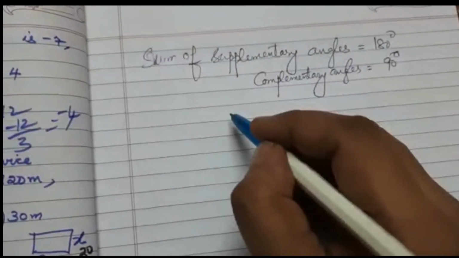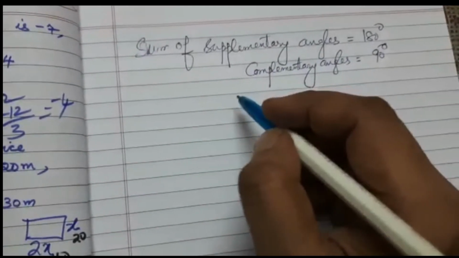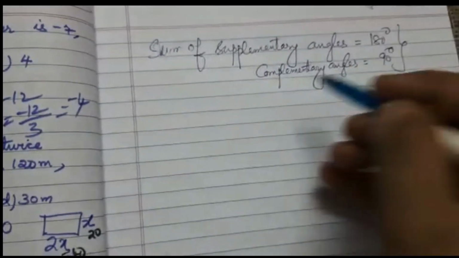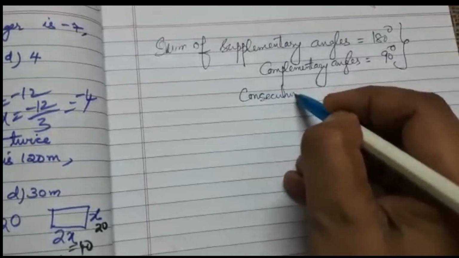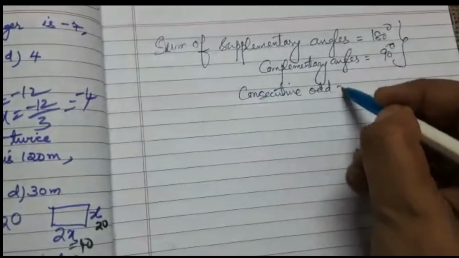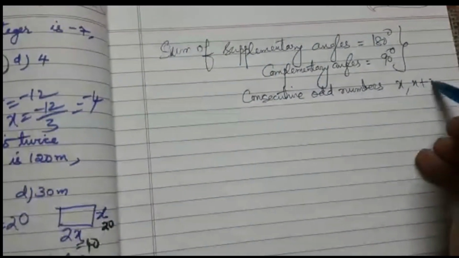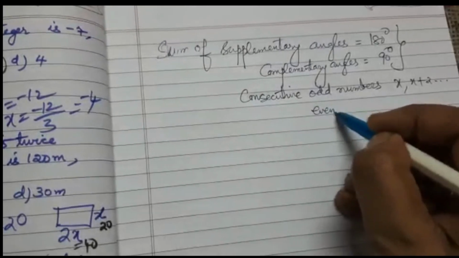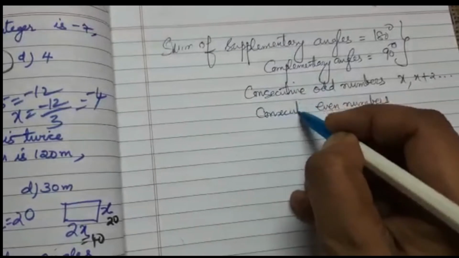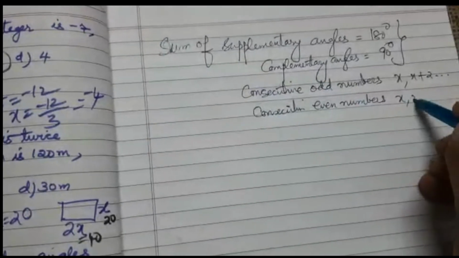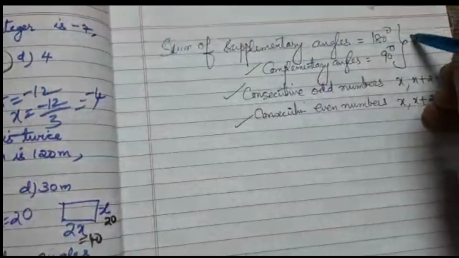Then you have to find out consecutive odd numbers. So x and x plus 2 etc. Even numbers, consecutive even numbers. Again you can take x, x plus 2 etc. So these are the questions that are commonly asked.